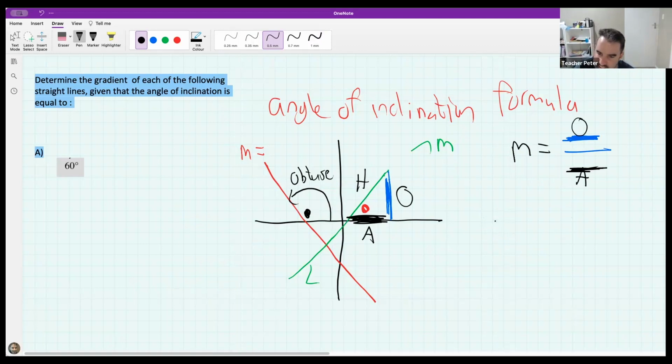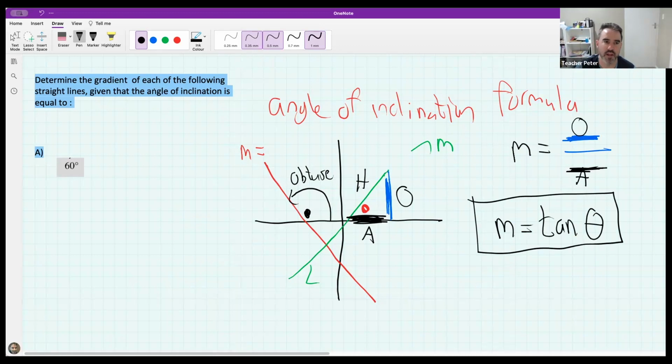So it's tan, yes. So there is a new formula that we need to be aware of, and this is the angle of inclination formula. What it says is the gradient is equal to the tangent of the angle of inclination. So I'm going to start now with a straight line that has an angle of inclination of 60 degrees. So let's say this is 60 degrees.